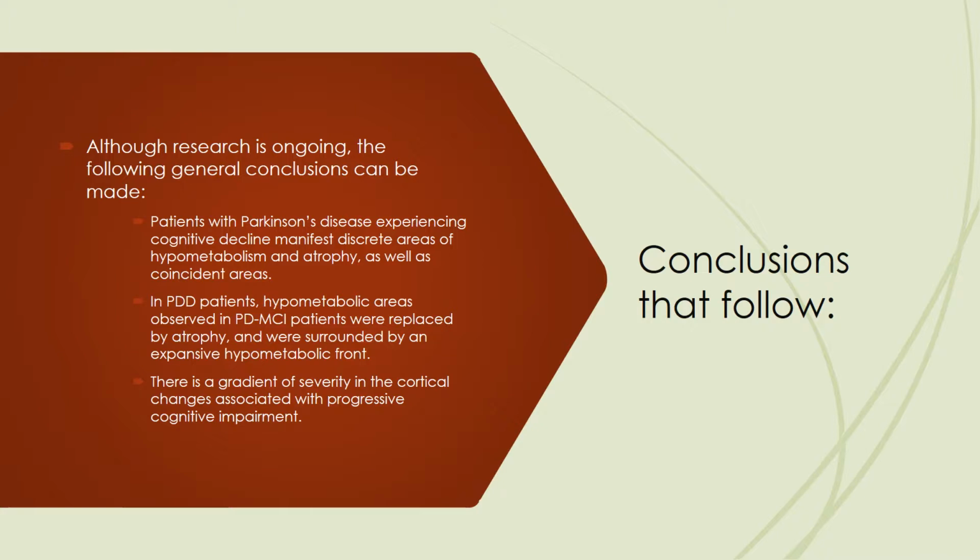So what are the conclusions that follow? First, hypometabolism and atrophy manifest discretely and coincidentally. Second, hypometabolic areas in mild cognitive impairment are supplanted by atrophied structures, which are further supplemented by a broad and expansive hypometabolic front. Third, there is a severity gradient associated with increased cortical changes. Finally, and most importantly, results seem to suggest that hypometabolism in Parkinson's disease predates and is ultimately replaced by atrophy in a progressive and expansive manner that is highly correlated with cognitive decline.